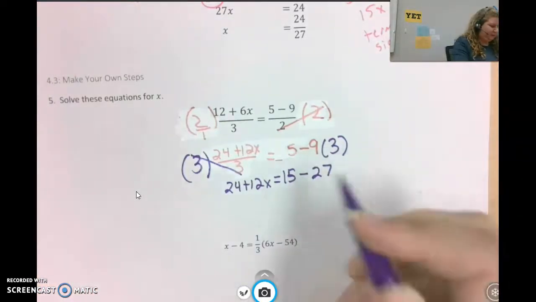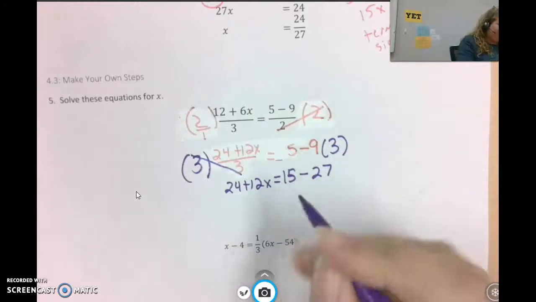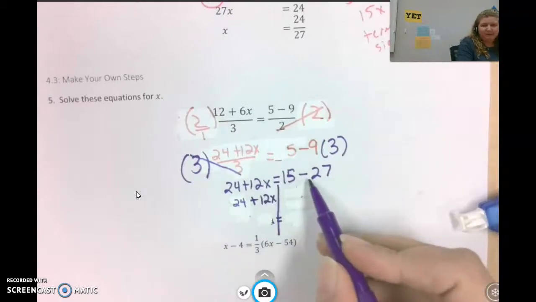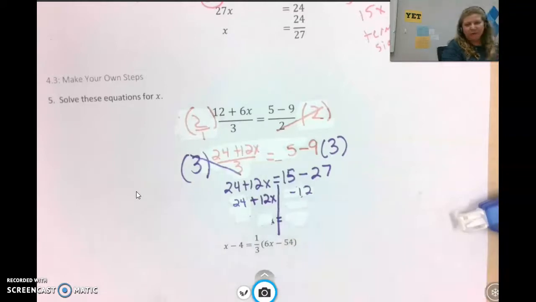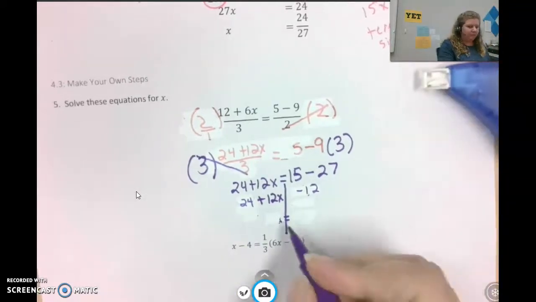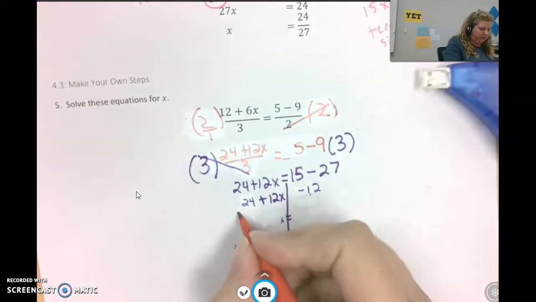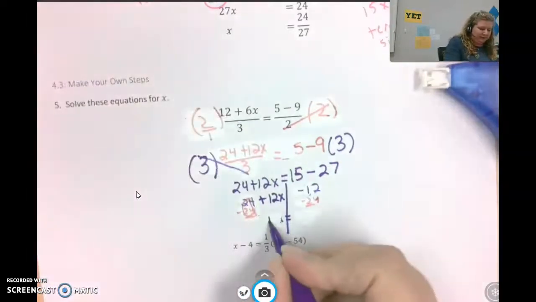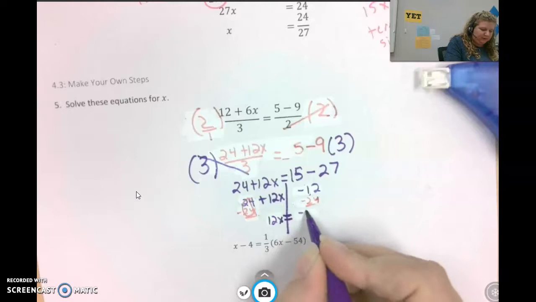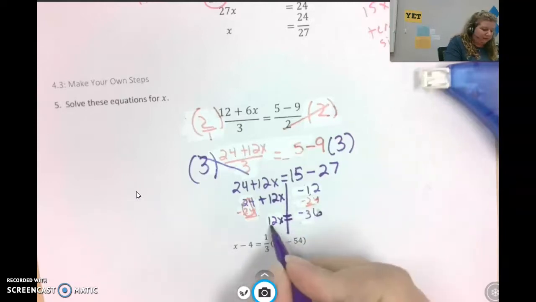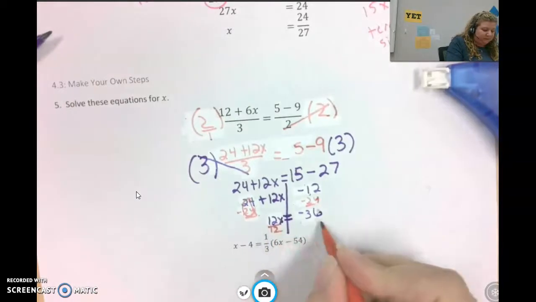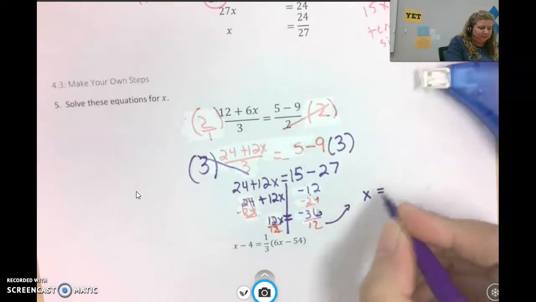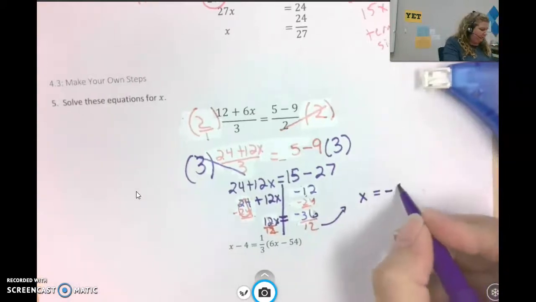So, now I'm kind of ready to simplify this as much as I can. So I just brought this side down. 15 minus 27 is negative 12. Then I'm going to subtract 24 from each side. It's eliminated. 12x equals negative 36. Then I would divide each side by 12. That's 1. Ran out of room. X equals negative 36 divided by 12 is negative 3.